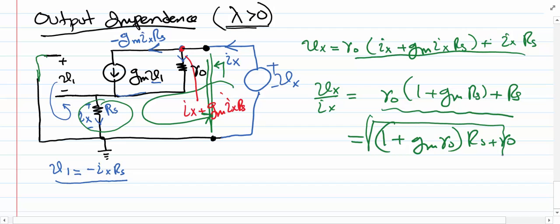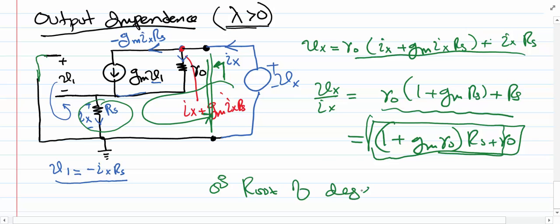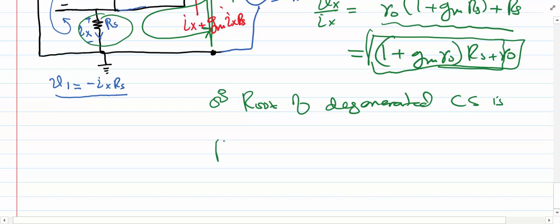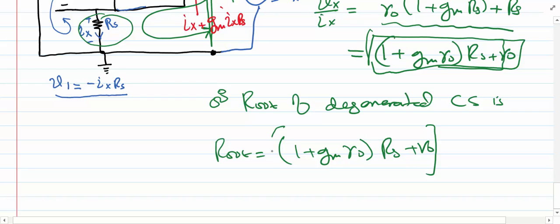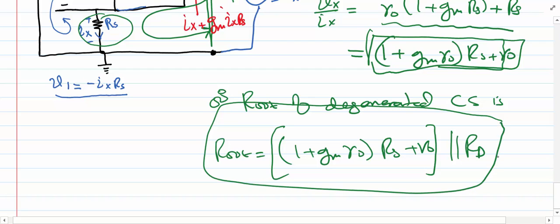This is the resistance that I see by looking into the circuit from this side. So remember, there was another resistor over here which was RD, and the total resistance, or R out, of the degenerated common source is given by R out equal to (1 plus Gm R naught) Rs plus R naught, in parallel with RD. So this is our output resistance.